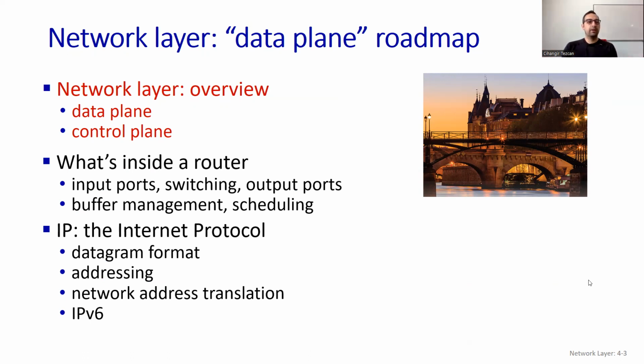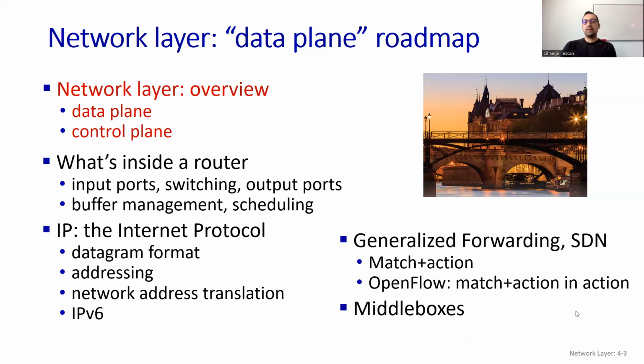Then, more importantly, this is the part most students are interested in, because in the security part we need to know how the IP protocol works, what IP version 4 and version 6 are, and so on. So we will be talking about datagram format, addressing, network address translation, in other words NAT, and IP version 6. Then we are going to talk about generalized forwarding and software-defined networks, and here we will talk about the OpenFlow protocol. Then we will briefly mention middle boxes.